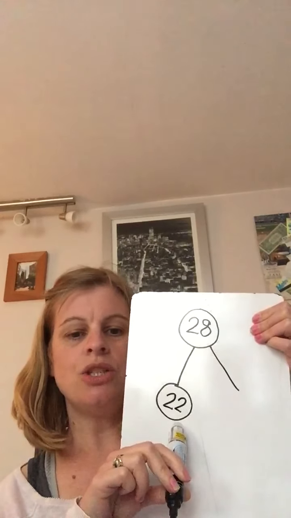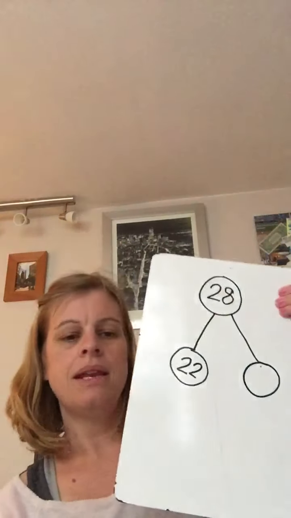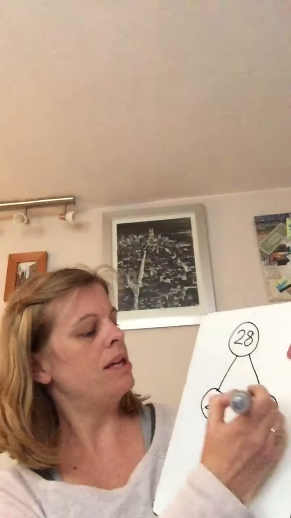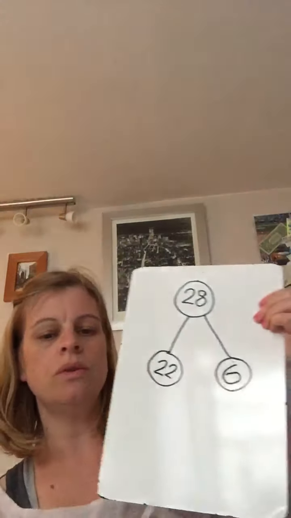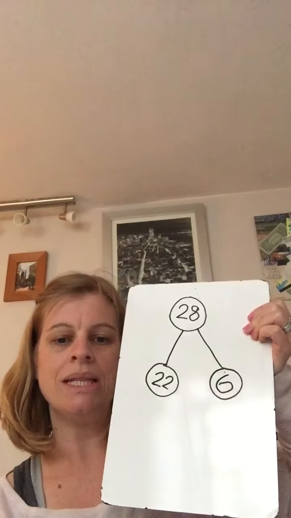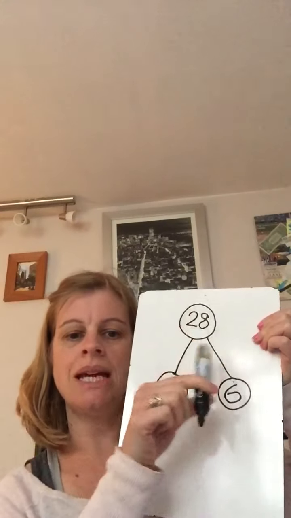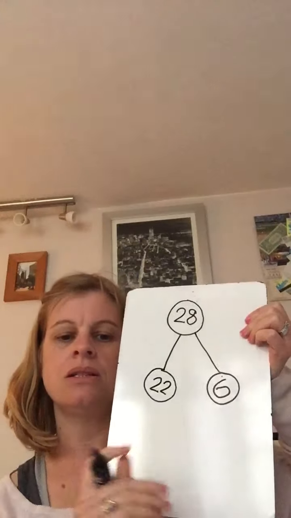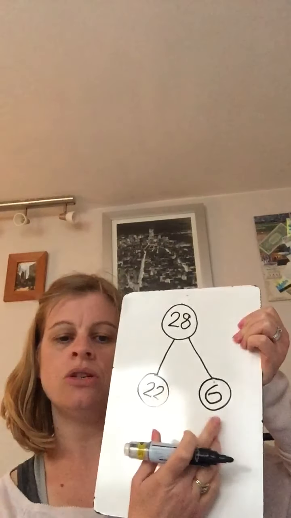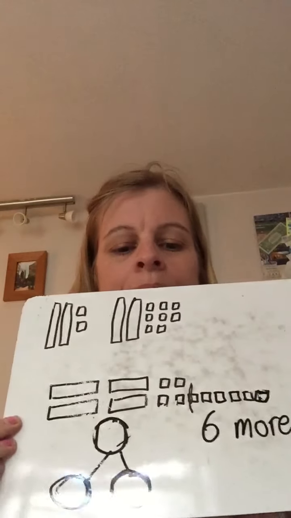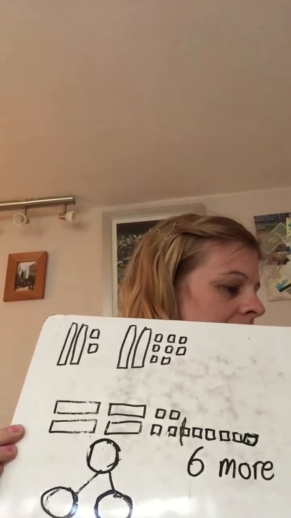One child had 22, the other child had 28, and we know now from this diagram here that there were 6 more. So 22 and 6 make 28. If we're using 28 as our whole, and we know that one of the parts was 22, the other part was 6. So 22 and 6 make 28. So that's how many more they had.